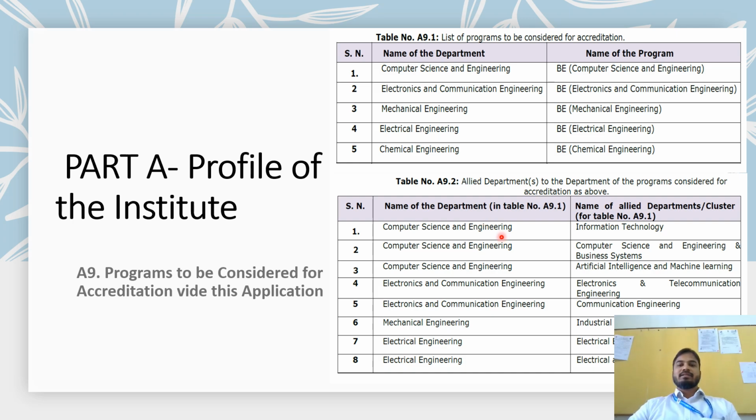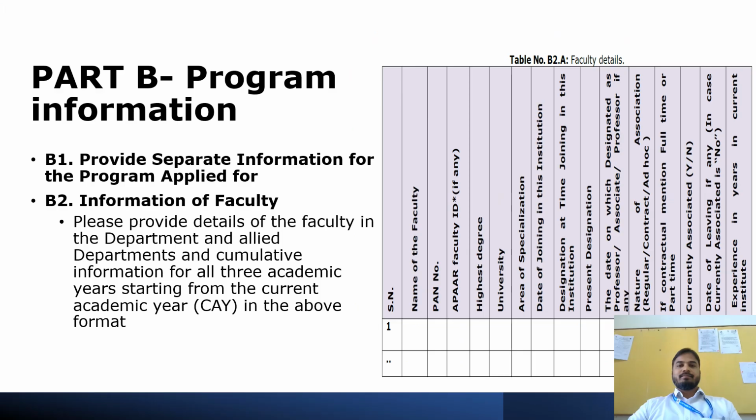Here, allied branches that have been considered for the department that is going for accreditation, like computer science and engineering, allied departments have been mentioned. Similarly for electronics and communication, mechanical engineering and electrical engineering.